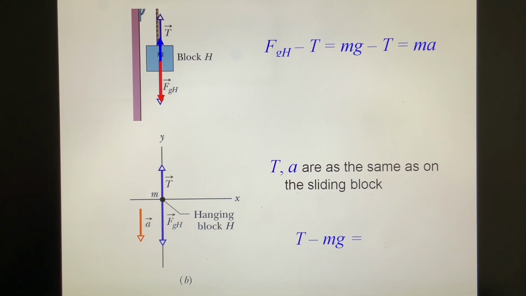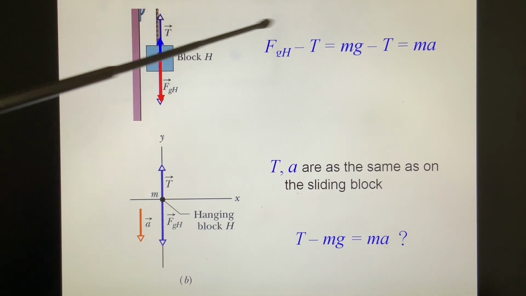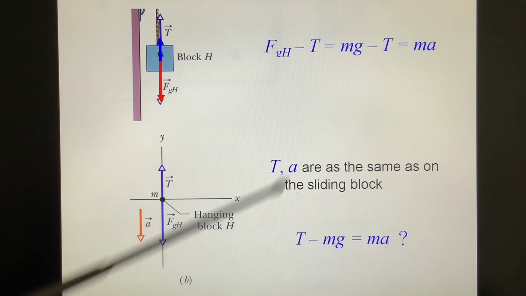Now, someone will say, I don't want this one, I want to write T minus mg equals ma. Can I write this one? Of course, for a single equation it's okay. But in that case, you assume the a is upward, opposite to this a, and that conflicts with the previous assumption. The previous assumption is that if the sliding box goes to the right, this one goes down. So you have to write this one.